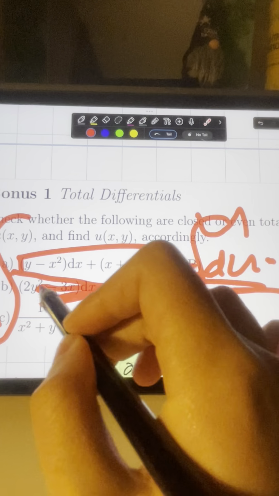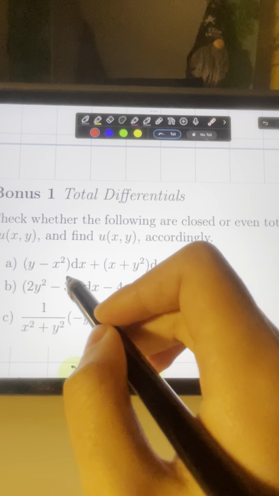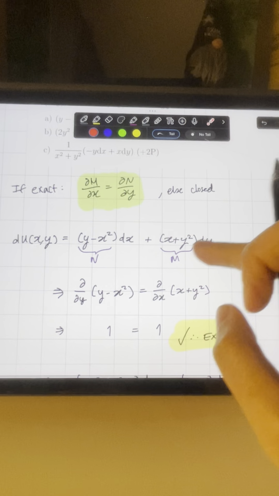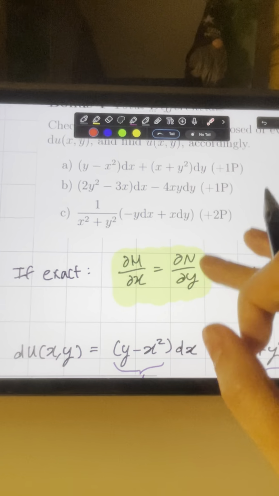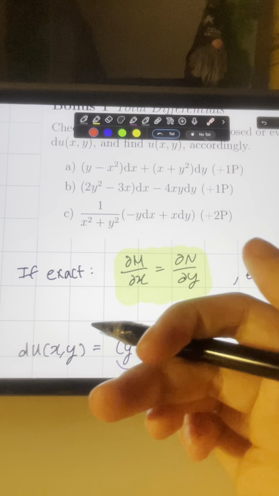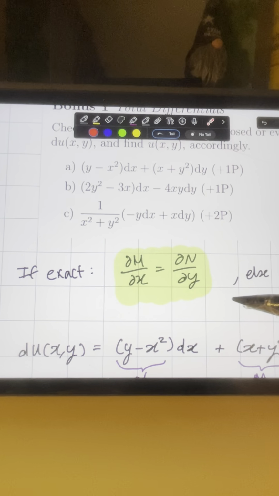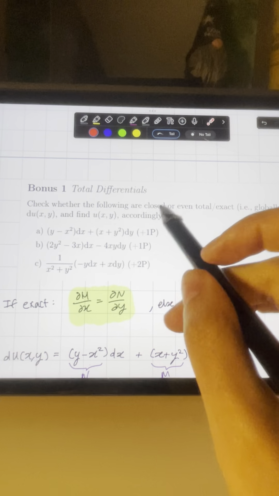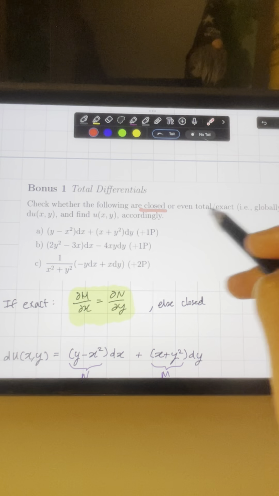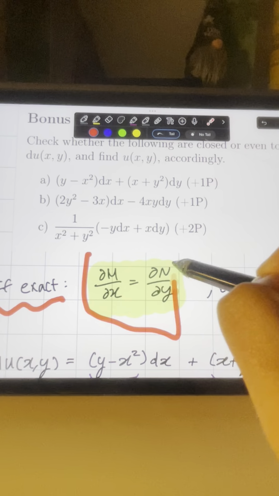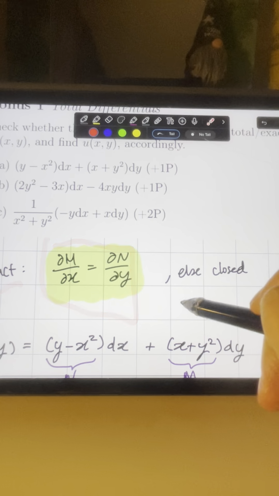This is u, and this is going to be the integral of y minus x squared dx. You can do that. And for this one, I'm not fully sure, but my homework partner did something and it looks right, so I'm just going to trust her. If we're asked to find out if it's closed or exact: if it's exact, then it follows this, and if it doesn't, then it's closed.